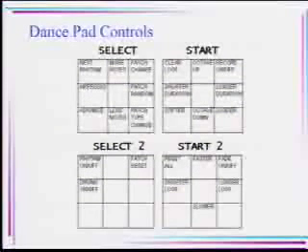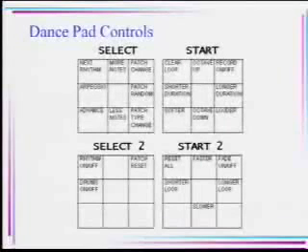So for example, hitting select and then the up arrow will transpose everything up an octave. Select down an octave, and so on. This diagram shows the controls. The upper left grid is when you hit select and then one of those pads, that's what the operation is. If you hit select twice and then a pad, that's what the lower left grid shows.